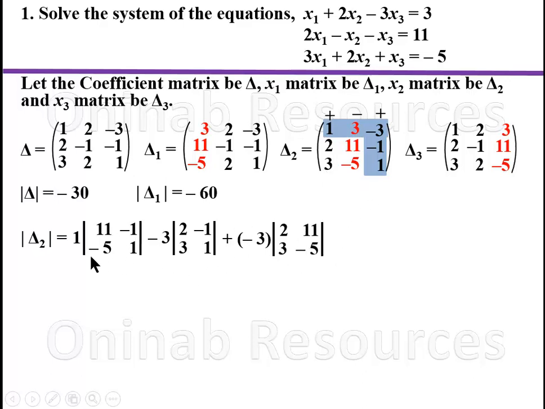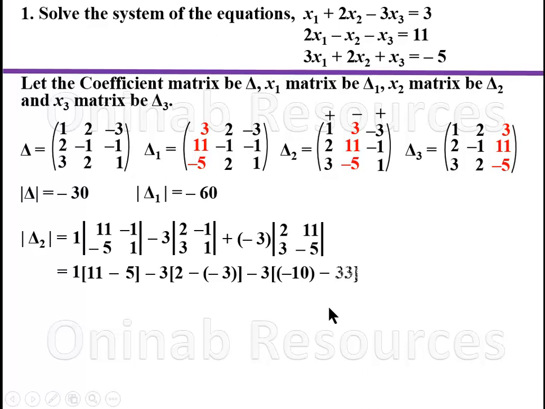So again, we evaluate these determinants. So the first one, we have minus outside. 11 times 1 gives 11. Minus negative 5 times negative 1 gives positive 5. Then the middle one, we have negative 3 outside. 2 times 1 gives 2. Minus 3 times negative 1 gives negative 3. Plus and minus here is minus. So we have 2 times negative 5 gives negative 10. And minus 3 times 11 gives 33.